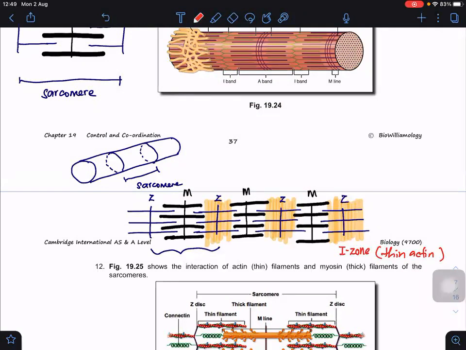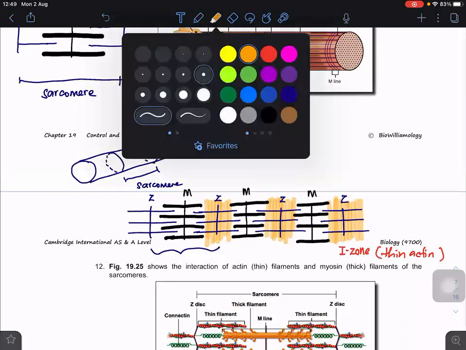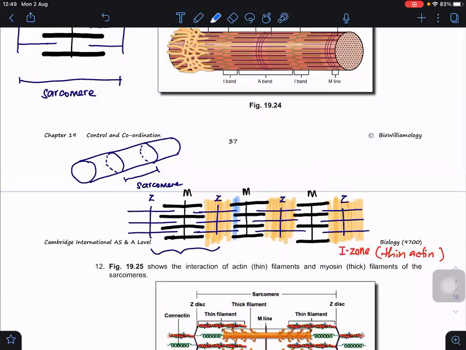Are you clear? Second, you can see the zone with a darker color here. This darker zone is the length of the myosin, and it is known as the A zone or A band. So the A band consists of what? The A band is the entire length of the myosin filaments.